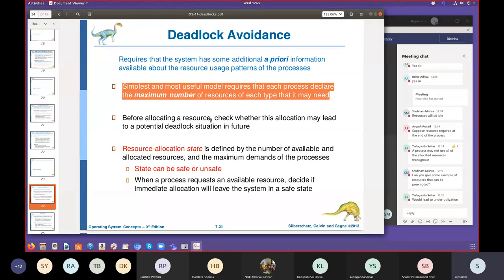Sriharsh said it would lead to underutilization. Very good answer, but I don't care. I want my resource. I want to simplify my job. Why do I care about utilization of resources? For me, the simplest way to write my program would be to say I need all these resources. The maximum number of resources I need is whatever is available of each resource type. I don't care about underutilization. Of course, I'm a selfish programmer, but let's say that. Is there any reason why I should not behave like this?